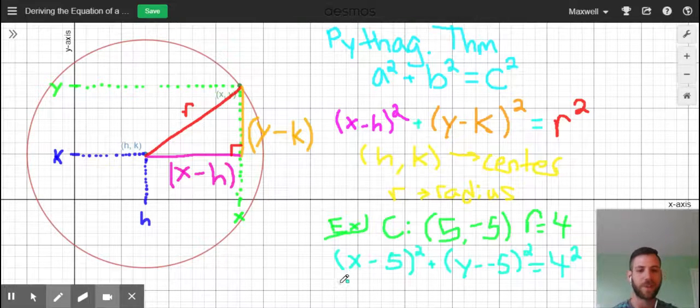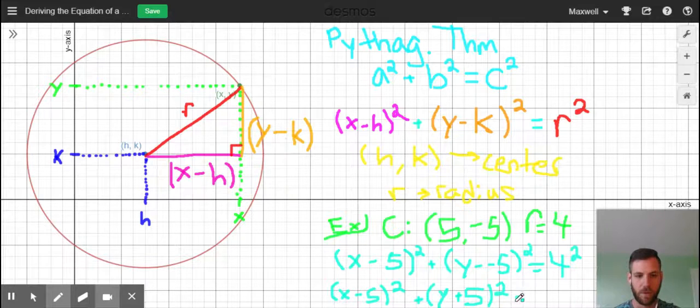And you wouldn't want to leave it like that with two negatives and also just a 4 squared. So our final answer for the equation of this circle would end up being x minus 5 squared plus y plus 5 squared would equal 16.